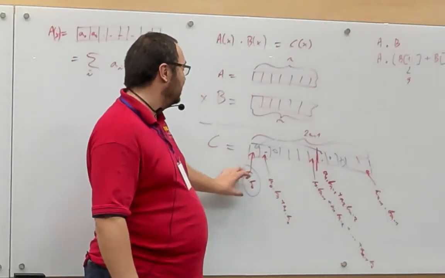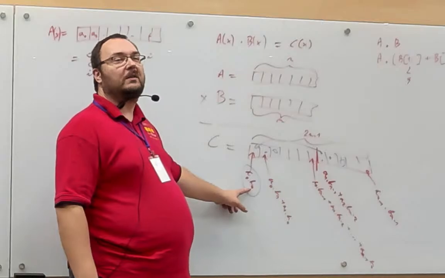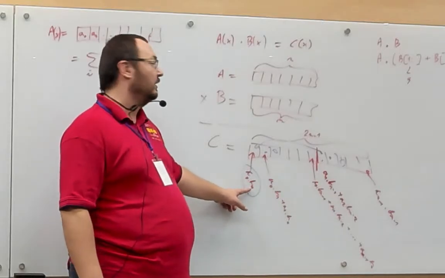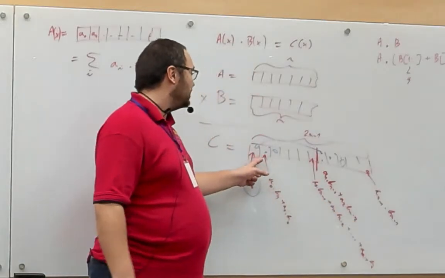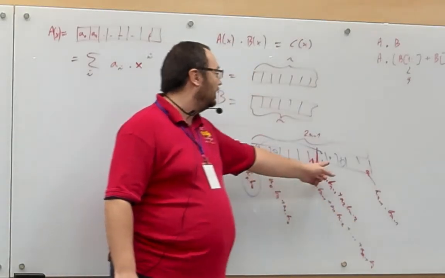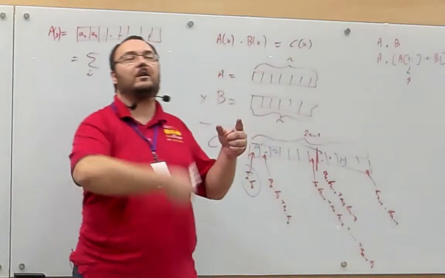Part of it is here. This is the only term where the sum of the indices is 0. And these are all the terms where the sum of the indices is n. These are the terms where the sum of the indices is 1, and also n plus 1. And this is just going around the circle once.